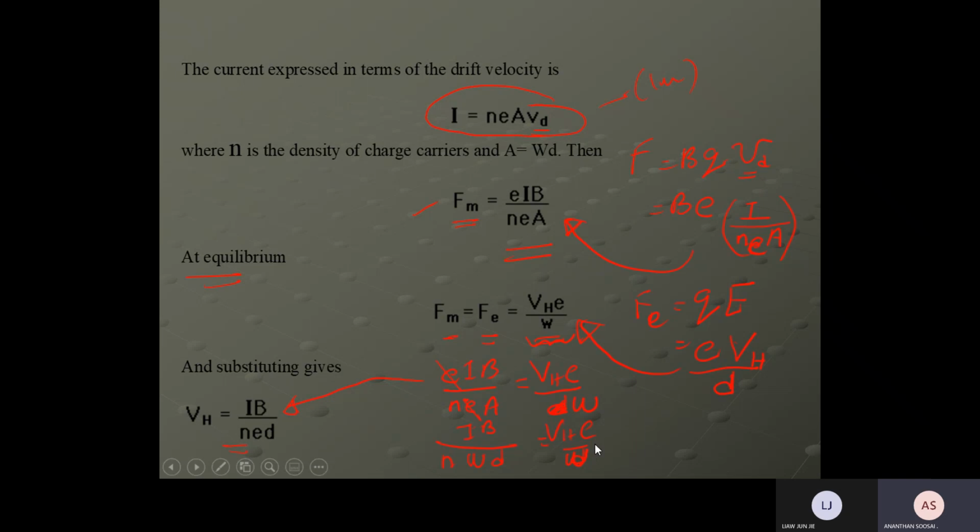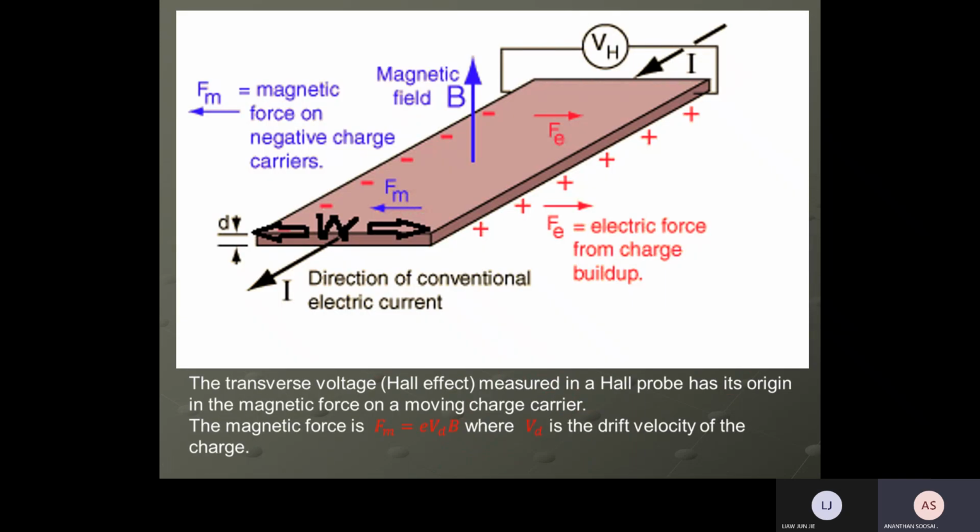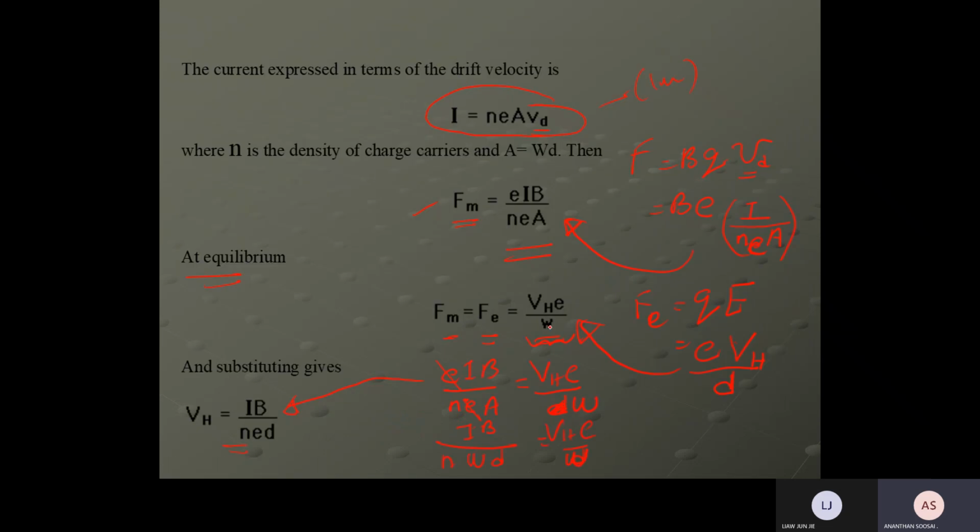What is W? Go back to the diagram. The electrical formula is V over D, right? That D is the plate separation, right? So where is the plate here? The side plate, right? So for V over D for the electric field, the D must be W. So the W cancels, and you'll get this equation. You can see W cancels.